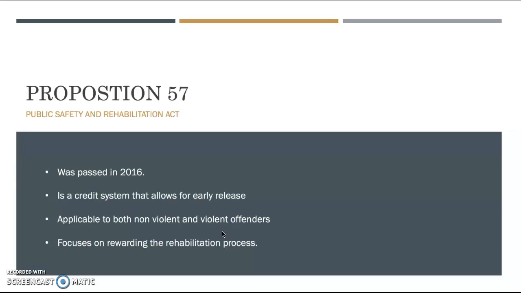credit system. One thing that Proposition 57 did was focus on rewarding the rehabilitation process. So for those inmates who were proactive in their development and rehabilitation, the state or the government would reward these individuals by potentially letting them leave prison earlier than they would have if this credit system wasn't put in place.